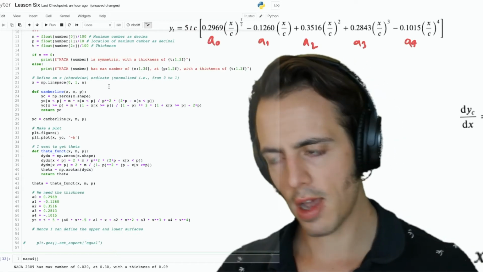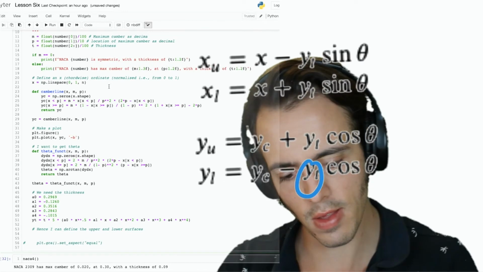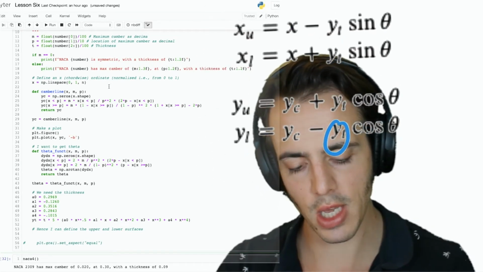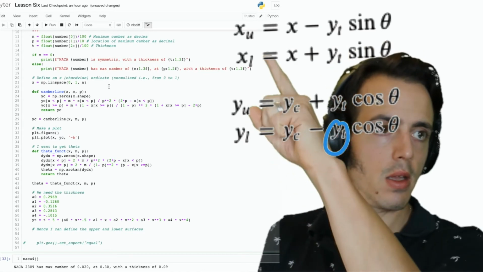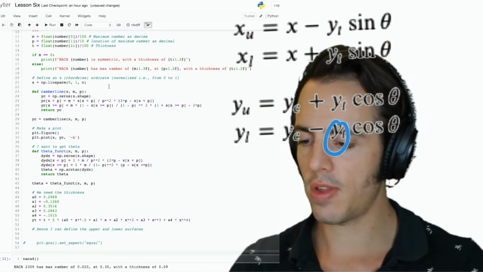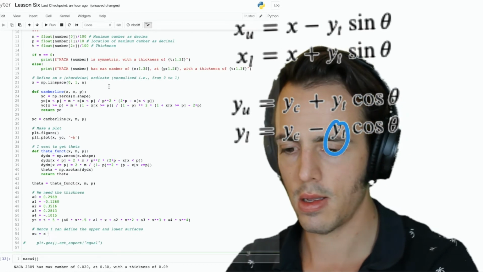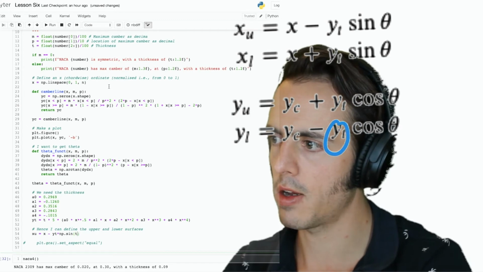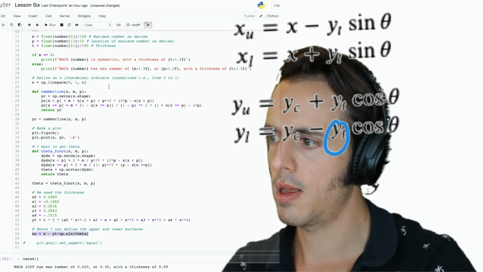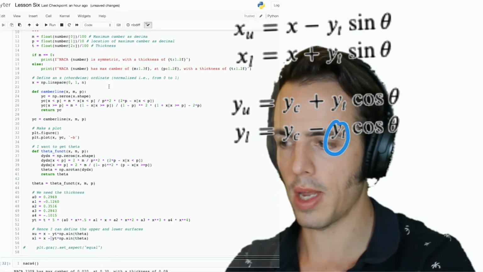Okay, so I can now use this expression to get my upper and lower surfaces. I've got everything I need here. I've got x, so I can work out my x upper and x lower. We'll say x upper is equal to x minus yt multiplied by np dot sine of theta, and then x lower is equal to x plus that.